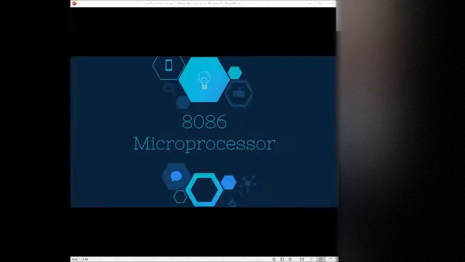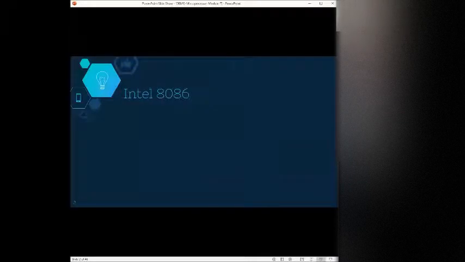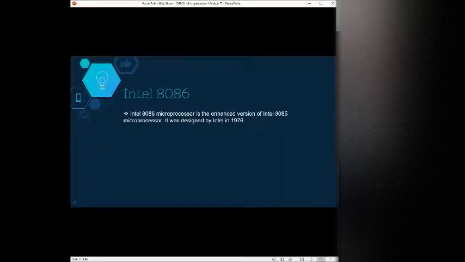Okay, so our topic for today is the 8086 microprocessor. Of course, we'll start with Intel 8086 features. Intel 8086 is the enhanced version of Intel 8085. You're done with the Intel 8085, right? That's week 7. Basically it's just the enhanced version, and it was designed by Intel in 1976.